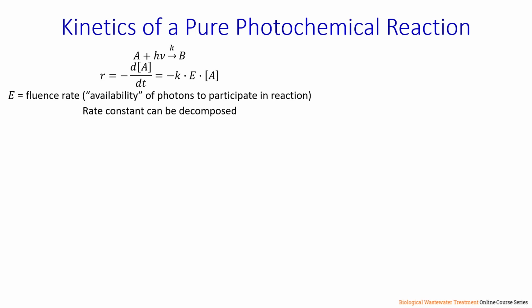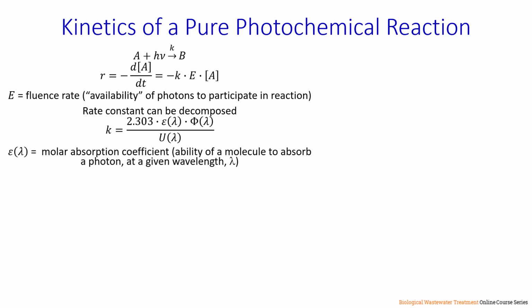The rate constant, as before, can be decomposed. In the case of a photochemical reaction, that decomposition looks like this. Let me take a minute to describe the terms that comprise this decomposition. The symbol epsilon, with the symbol lambda in parentheses to indicate wavelength dependence, describes the molar absorption coefficient of the molecule, in this case A.